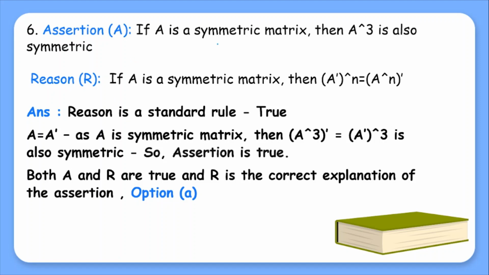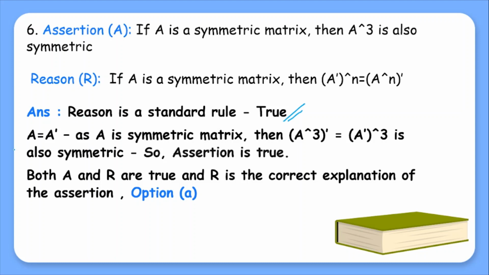Assertion: if A is a symmetric matrix, then A cube is also symmetric. This is the assertion. Reason: if A is a symmetric matrix, then (A dash) power n equals (A power n) the whole dash. That means if A is a symmetric matrix, the transpose raised to the power n, or the matrix raised to the power n and then transposed, both will get the same value. The reason is a standard rule, so it is true. Now we will check it with the assertion.